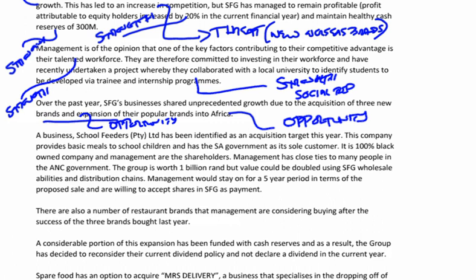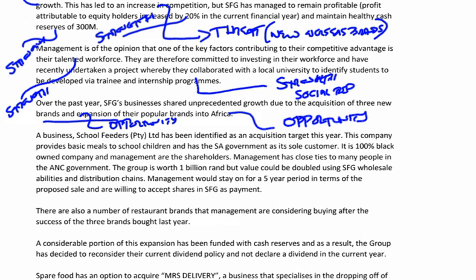It says a business, School Feeders, has been identified as an acquisition target this year. This company provides basic meals to school children and has the SA government as its sole customer. It is a 100% black-owned company and management are the shareholders. Management has close ties to many people in the ANC government. The group is worth 1 billion rand, but the value could be doubled using SFG's wholesale abilities and distribution chain. Management is tied down for a 5-year period in terms of the proposed sale and are willing to accept shares.